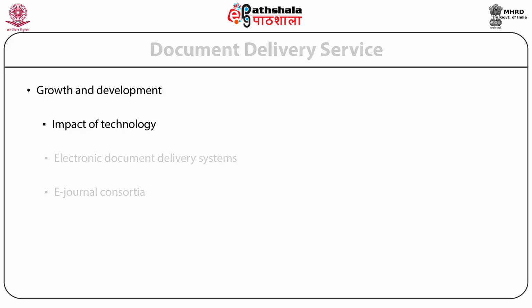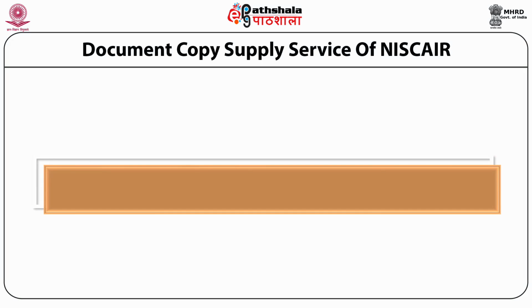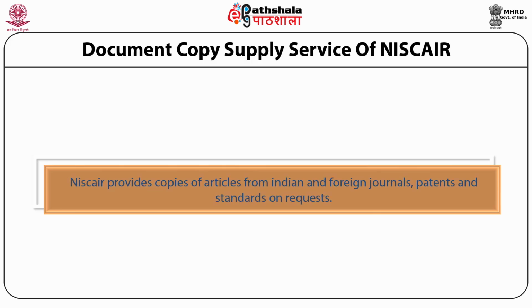Document Copy Supply Service of NISCAIR. NISCAIR provides copies of articles from Indian and foreign journals, patents and standards on request. The service is based on a decentralized collection of resources held in major libraries in India, including its own library. The requests are received by mail, fax or email. The location of the document is identified using the database of NUCSSI, that is, the National Union Catalogue of Scientific Serials in India.